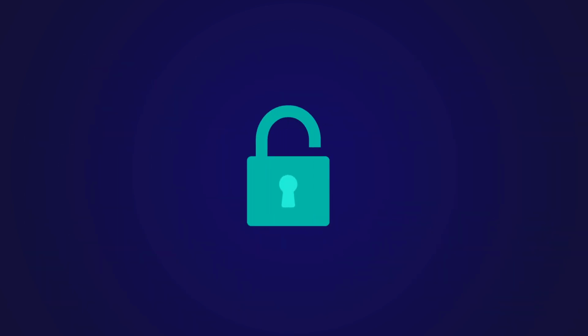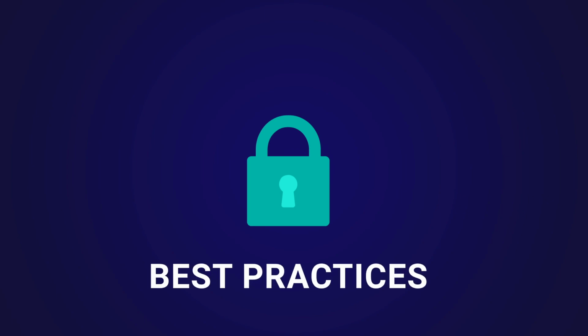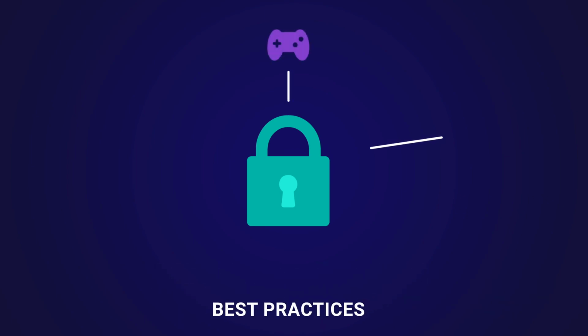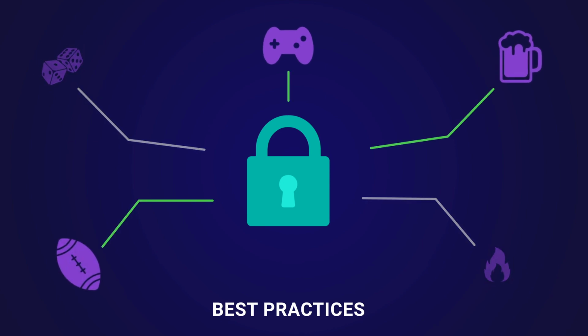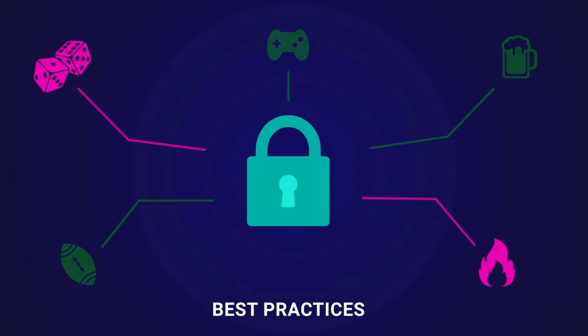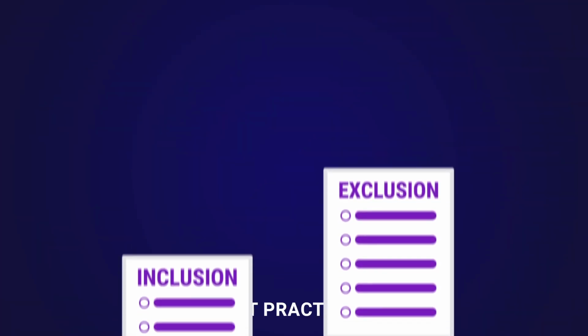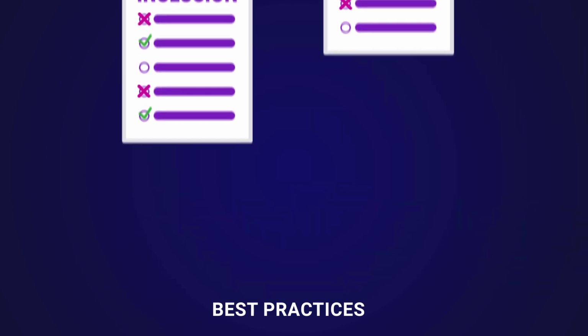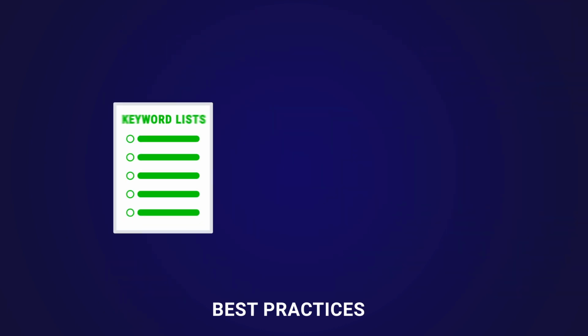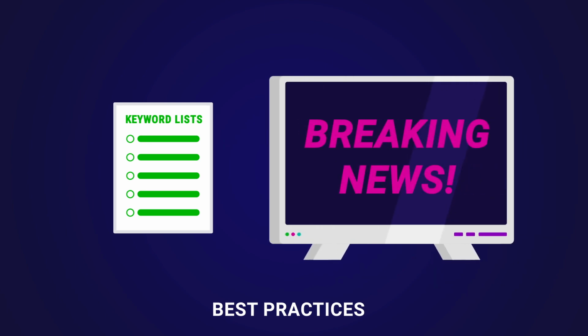When establishing a brand safety and suitability profile, here are some best practices we recommend to our clients. Understand and establish clear brand safety and suitability guidelines. What values do you or your target audience prioritize? Are there specific types of content you'd like to avoid entirely? Take advantage of brand suitability tools, such as inclusion-exclusion lists. Use keyword lists sparingly, only in response to breaking news, and be sure to keep your lists up to date.